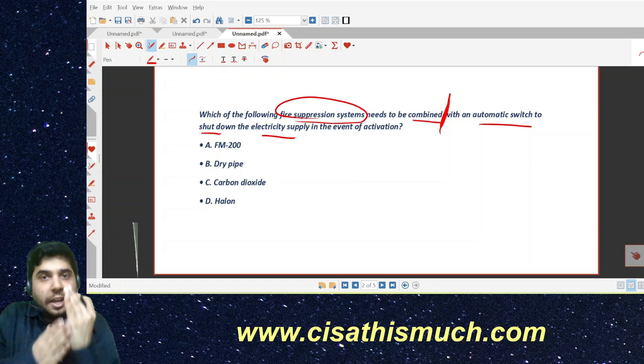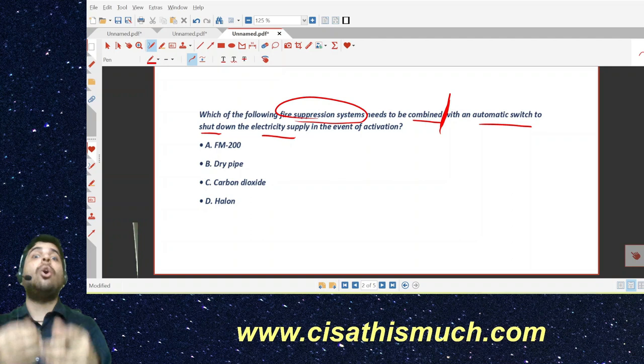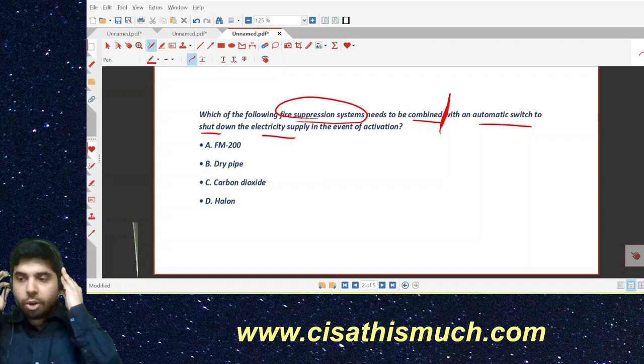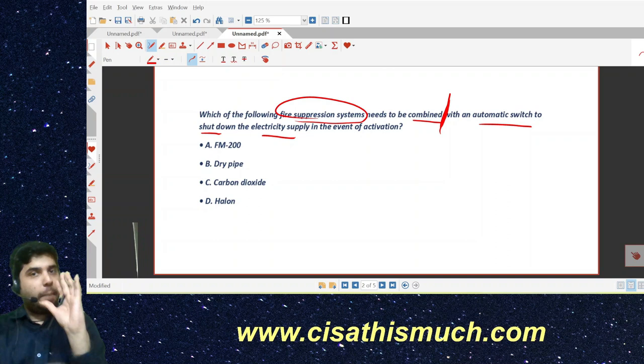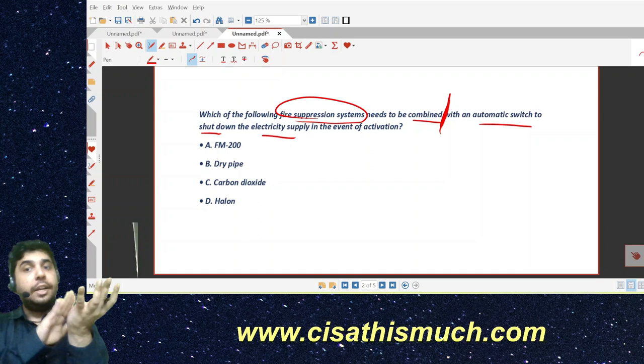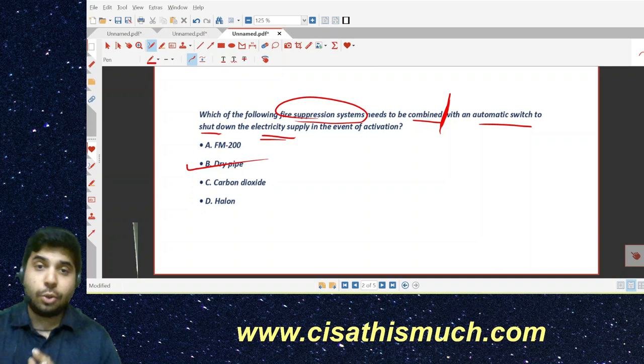When it is activated, it needs to combine with one more activity. What is that one more activity? Shutdown of electricity. Why do we need to shut down the electricity? When there is release of water, because water is a good conductor of electricity, there is a risk of electric shocks. All right, so this is the reason. So when a particular fire suppression system is activated, it needs to be combined with automatic shutdown of the electricity. So the answer is dry pipe. A difficult question, right? Here the answer is dry pipe and not FM 200.